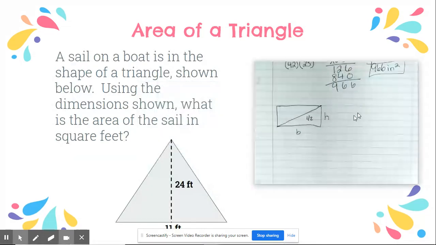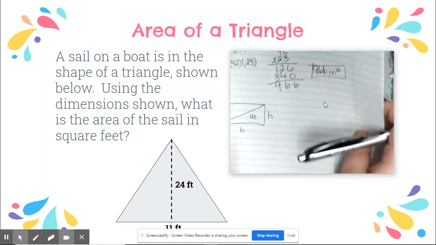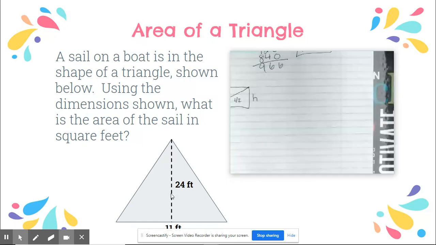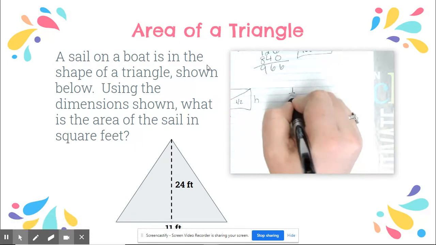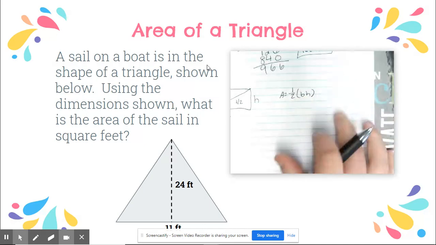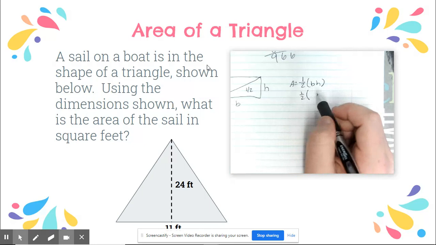Okay, so let's do some problems here. So they give me my triangle. A sail on a boat is in the shape of a triangle, shown below. Using the dimensions shown, what is the area of the sail in square feet? So I know area is 1/2 times the base times the height for a triangle. So I'm going to do 1/2 times the base. What's the bottom of my triangle?